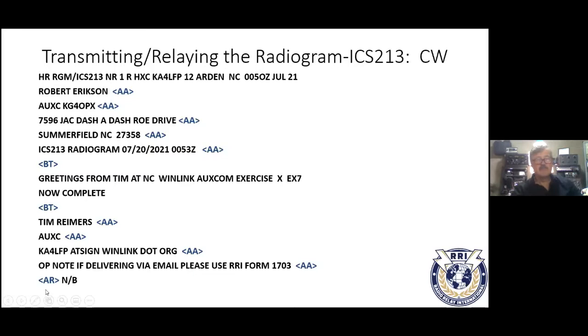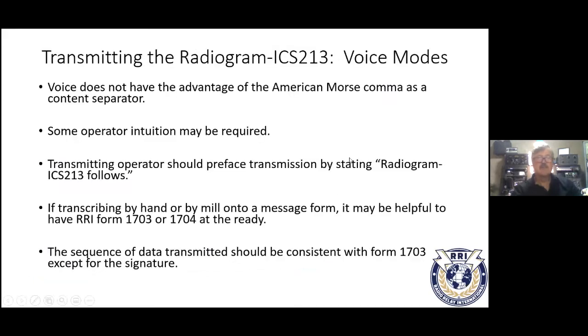End of message is da-da-da-da-it, okay, which is really FN for finished in American Morse code, by the way, just in case you were wondering about that. F in American Morse is da-da-it, and N is dah-dit. You put them together, you get da-da-da-da-it, or finished. So anyway, for the end of message. But this is a typical CW example, okay? And with an op note that, again, requests delivery on RRI Form 1703.